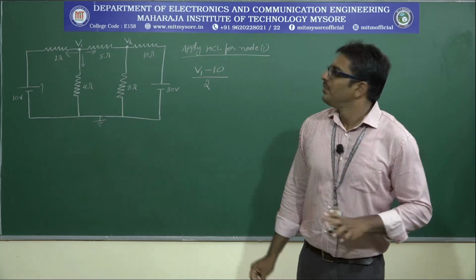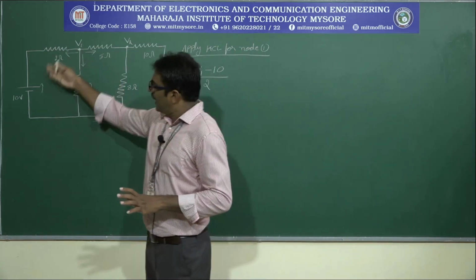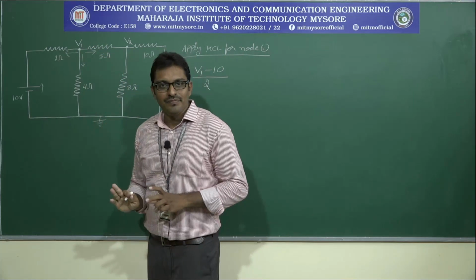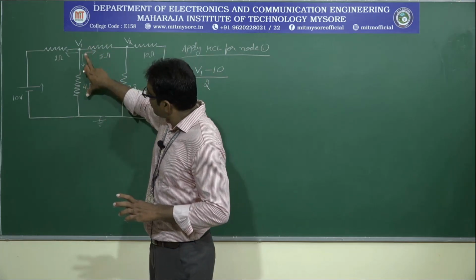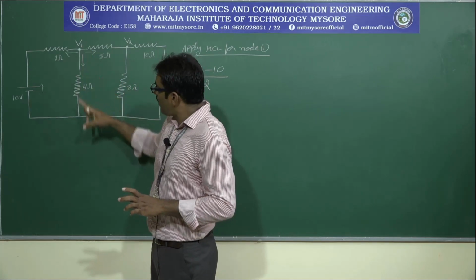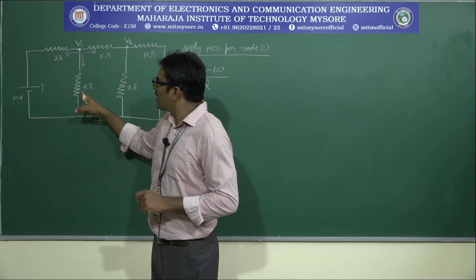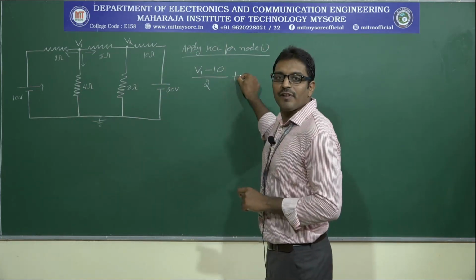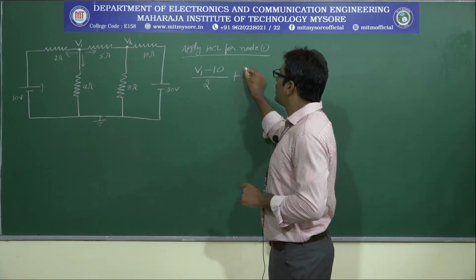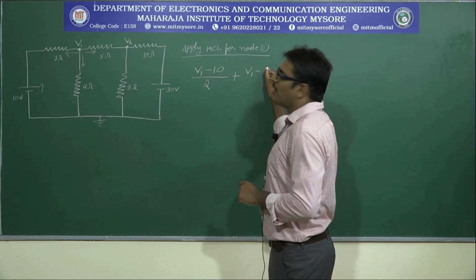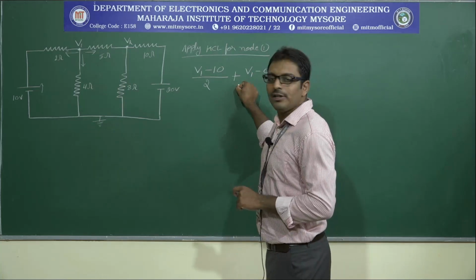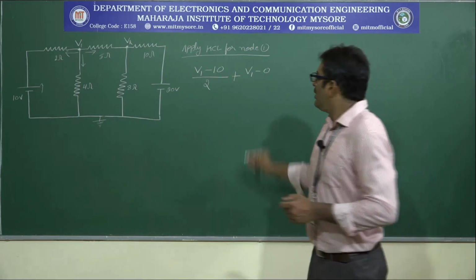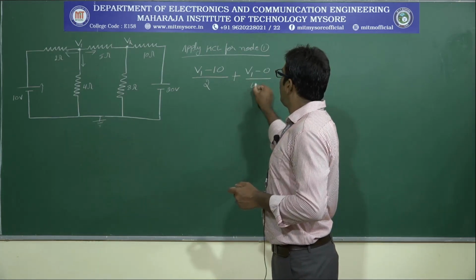Is it clear? I think. Next, this is the first branch current. The second branch is connected between V1 and ground. So, the potential difference across this resistor is V1 minus 0 divided by resistance 4 ohm. That's why plus V1 minus 0 divided by 4 ohm, because one end is connected to V1, another end is connected to ground point 0.